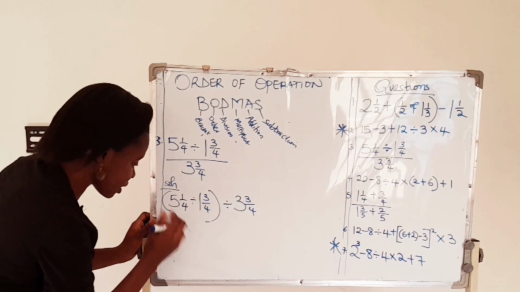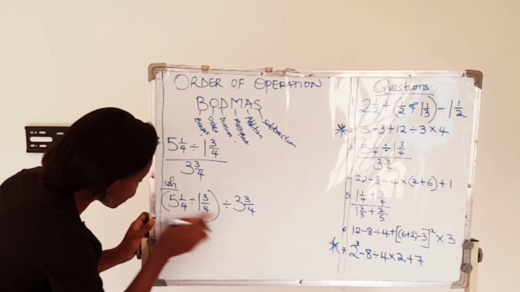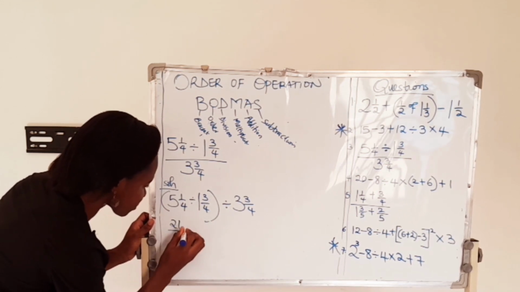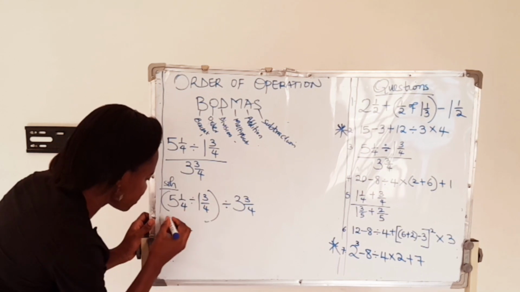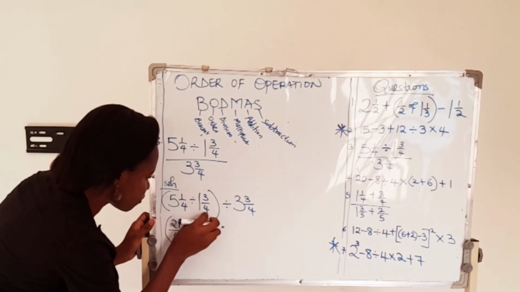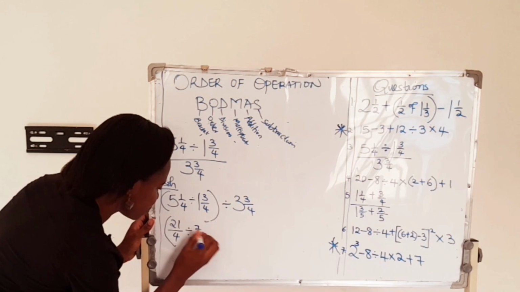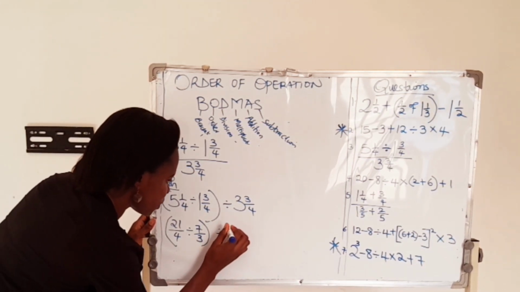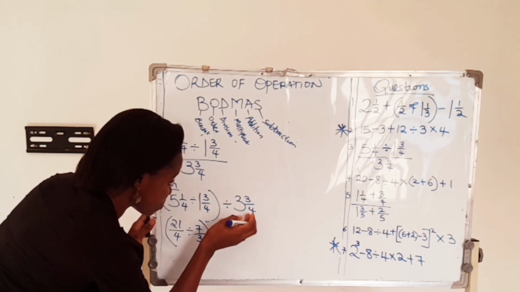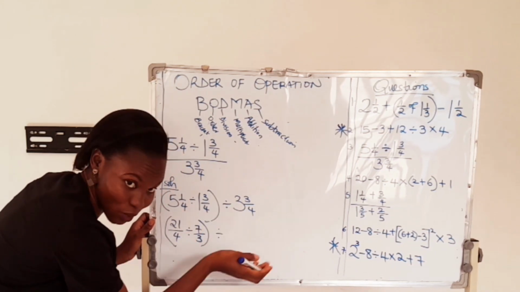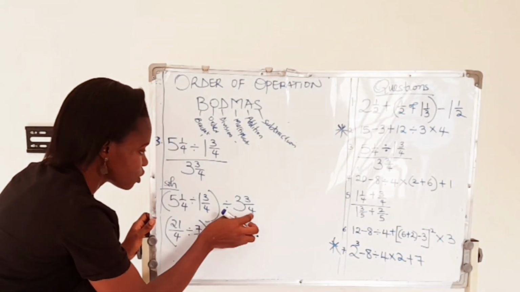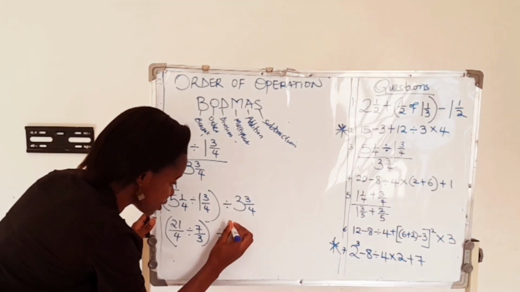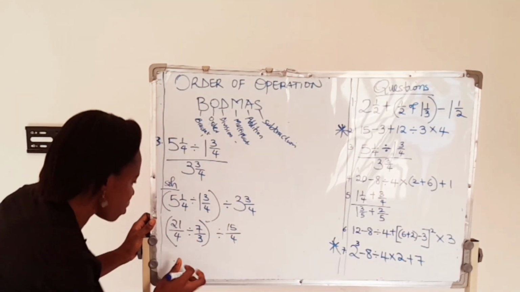To solve this bracket, remember the way we solve our division, we change to improper fraction. The improper form of this is 21 over 4 divided by, this one is 4 times 1 plus 3, 7 over 3, divided by 3 whole number. This one you can equally change to improper fraction, because we are still going to change it. So 4 times 3 is 12 plus 3 is 15. 15 over 4. Alright, we solve.